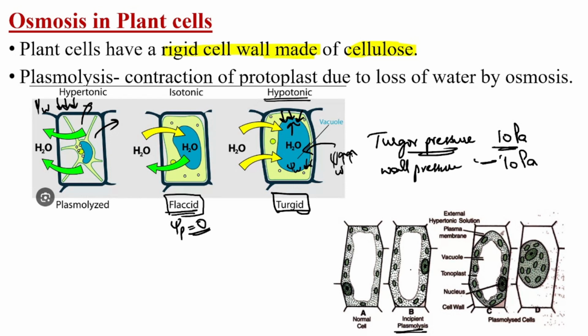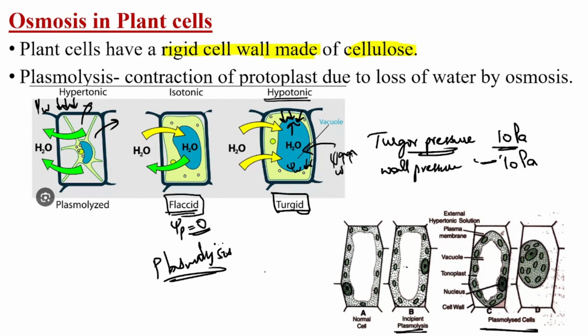If you continue placing the cell in the hypertonic solution for a long time, then completely the protoplast, that means the cytoplasm along with the vacuole, does not remain intact with the cell wall. They come out of the cell wall, and that stage is called plasmolysis. What is plasmolysis? It is the stage where water is completely lost and the protoplast shrinks. This is the protoplast, that means the vacuole along with the cytoplasm, they shrink.